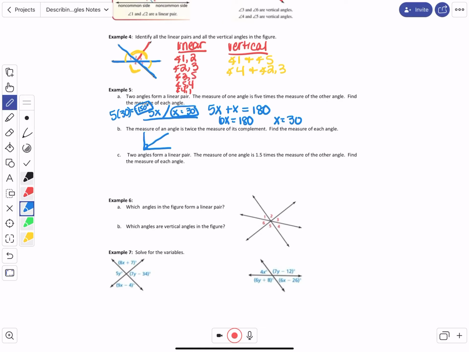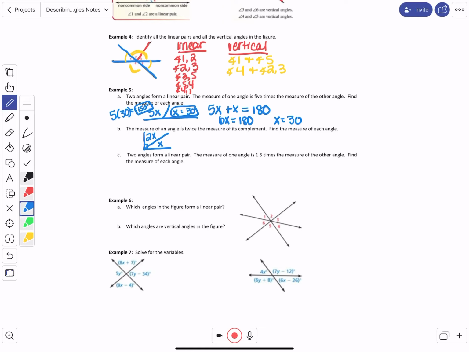Okay, and it's split here. The measure of an angle is twice the measure of its complement. So we don't know one, and the measure of the angle is twice the measure of its complement. Find the measure of the angle.